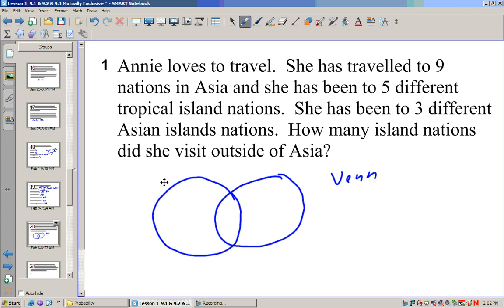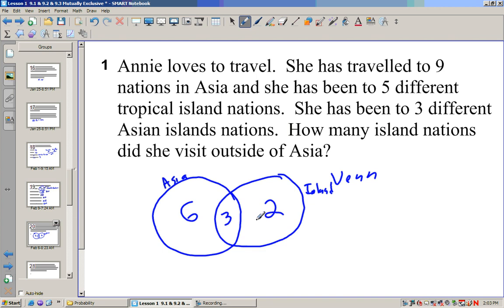So if this is Asian nations that she's traveled to, and this is islands, this entire circle has to add up to 5. This entire circle has to add up to 9. And the thing that's overlapping in them is right here, 3. So if that's 3, then that means there's 6 nations that she went to in Asia that weren't island nations. And this whole circle has to add up to 5, so that there are 2 islands that were not Asian nations that she went to.